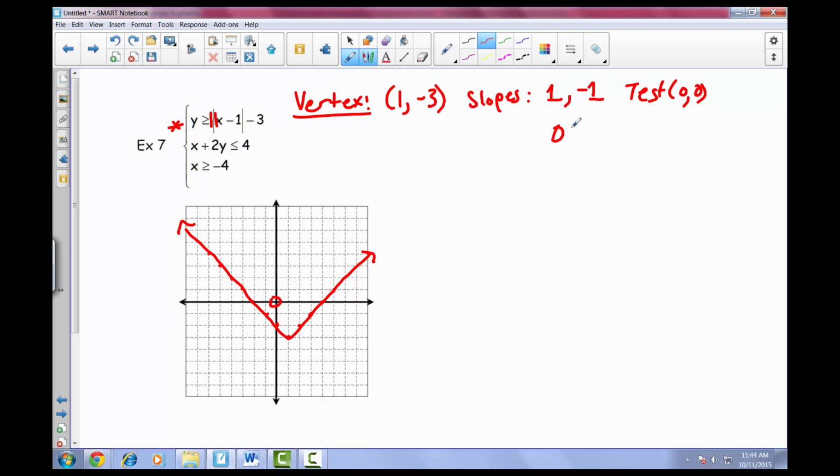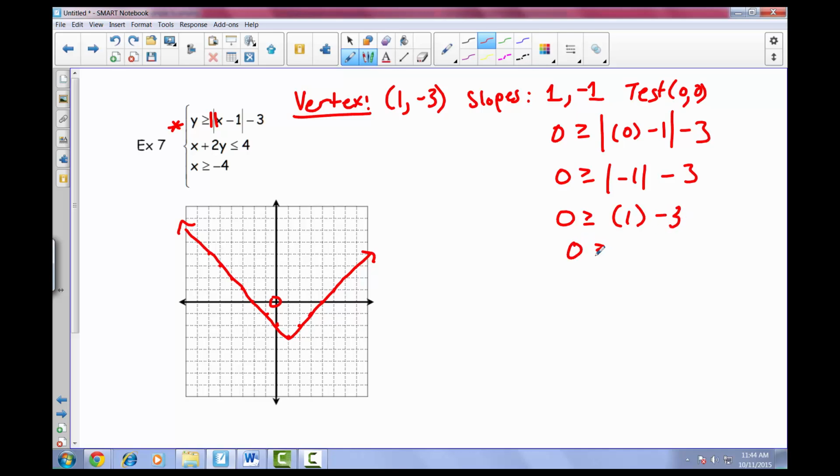So is 0 larger than or equal to |0 - 1| - 3? So 0, is that larger than or equal to, looks like 0 minus 1 is -1 in the absolute value, minus 3. The absolute value of -1 comes out to be +1 minus 3. So 1 minus 3 comes out to be -2. Is 0 larger than or equal to -2? It most certainly is. So we tried this point, and it worked. That means then that any of these other points would also work.